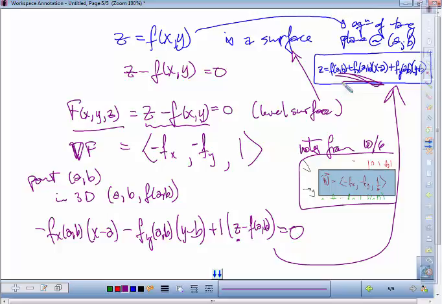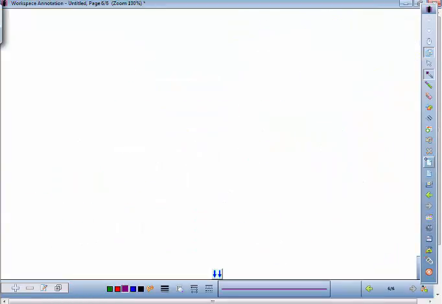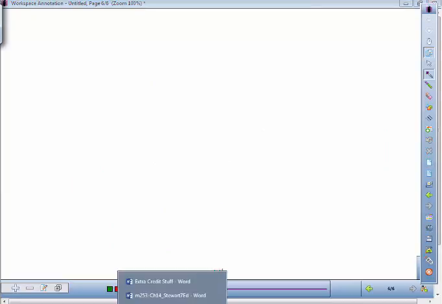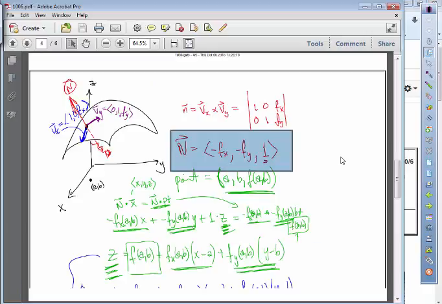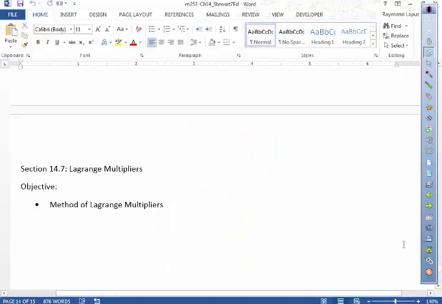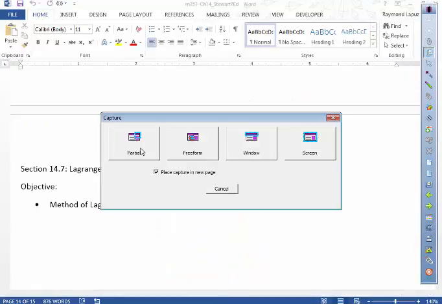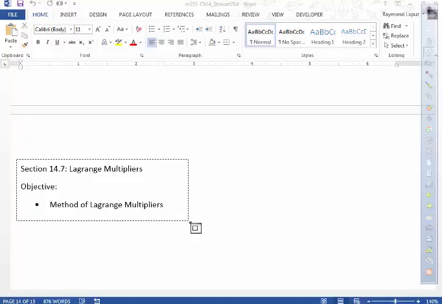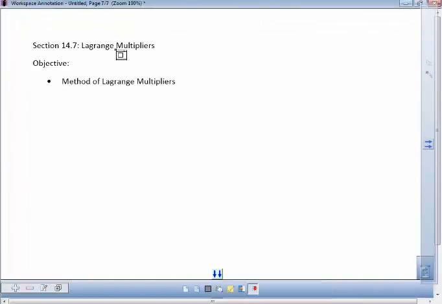So let's find extreme values on boundaries, or sometimes they call them constraints. And for us to study this, we're going to use this thing called Lagrange multipliers.